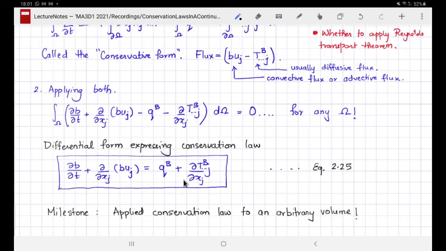So here is the significant milestone: the two integral forms and this differential form, which appears as equation 2.25 in the notes, now apply the conservation law in a consistent manner to an arbitrary volume of the fluid.